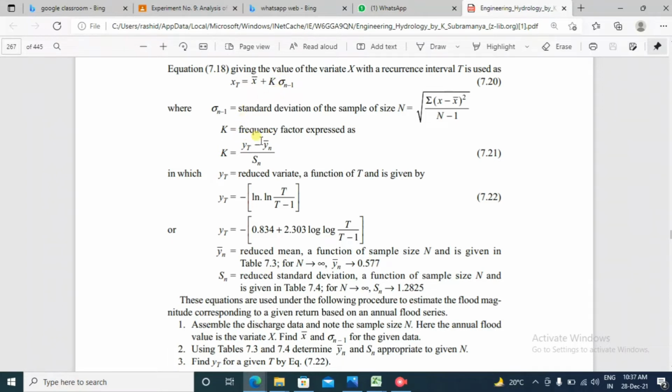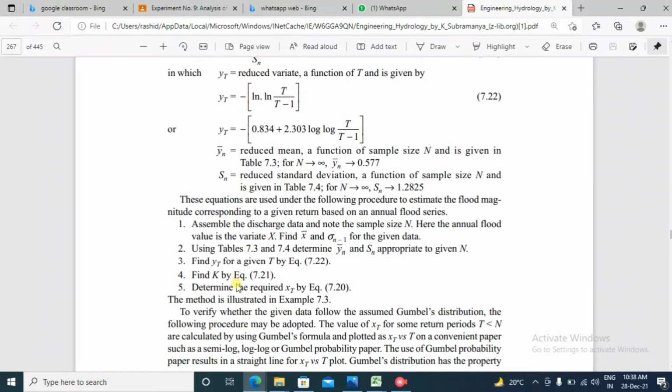And k is the frequency factor, and it is given as yt minus y bar n by Sn. Here T is equal to 100, so y100 minus y bar n by Sn. And yt is given as minus of ln of ln t by t minus 1. Here t we have 100. Now y bar n and Sn we will take from the table given in the Subramanian book, in table 7.3 and table 7.4. The values of y bar n and Sn we will take from that book only.